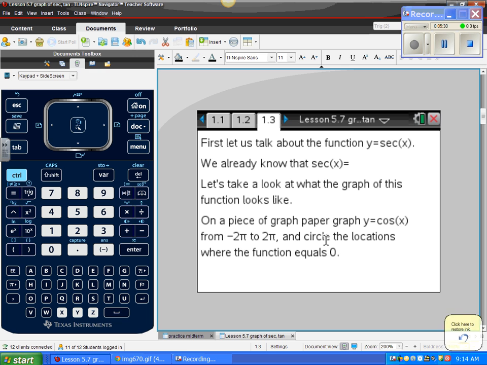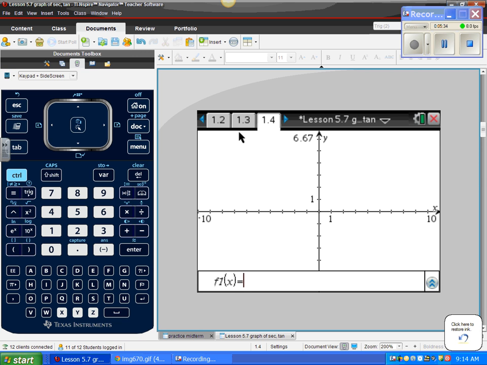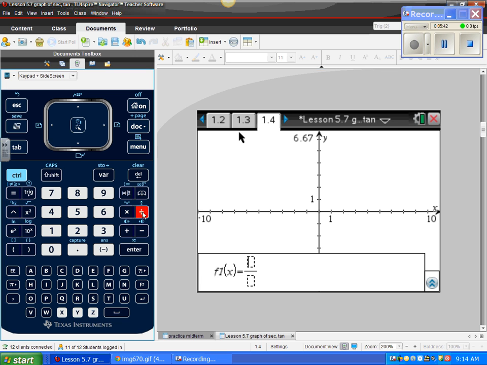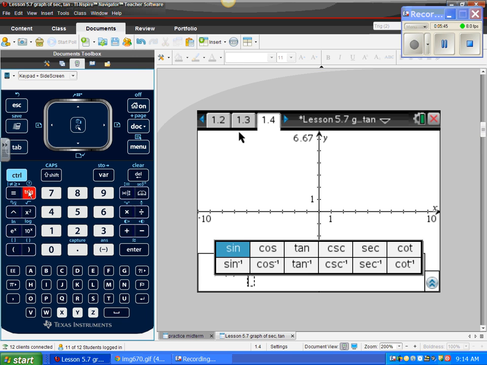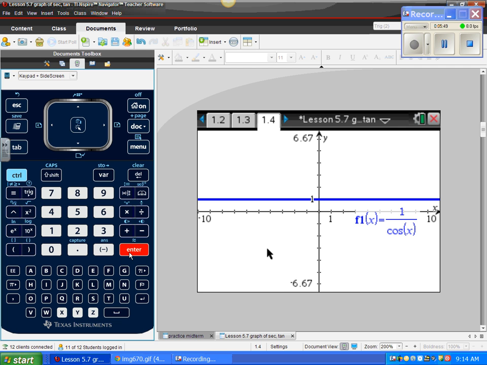So go ahead and enter a graph page. And I want you to graph secant x. Now, can we use secant? How do we have to type it in? 1 over cosine. Very good. Okay? Because those reciprocal trig functions are not going to be available to us.